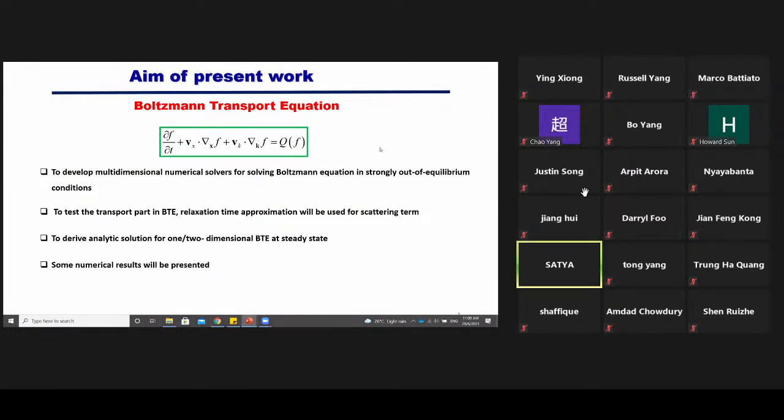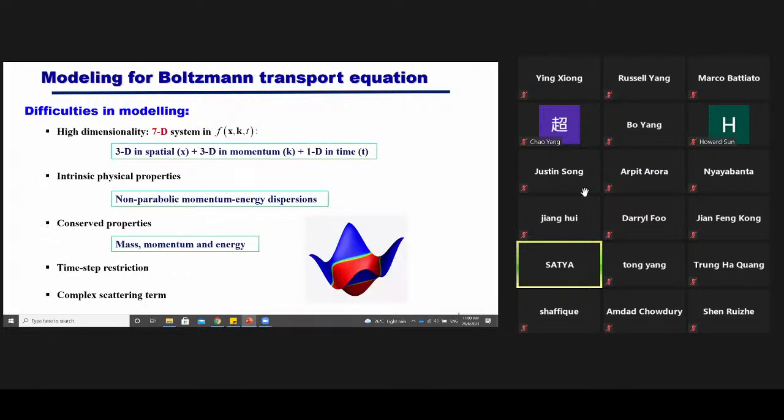The aim of the present work is to develop a multidimensional numerical solver for solving the Boltzmann transport equation in strongly out-of-equilibrium conditions. To test the transport part of the Boltzmann transport equation, we are using the relaxation time approximation. We will derive some analytic solutions for the 1D or 2D Boltzmann transport equation. And finally, we will present some numerical results.